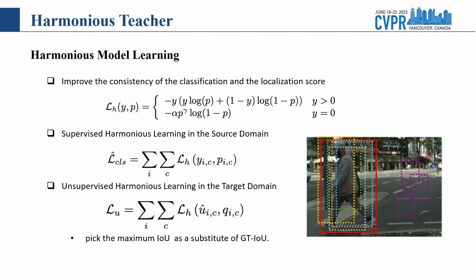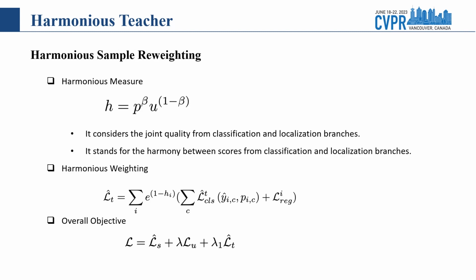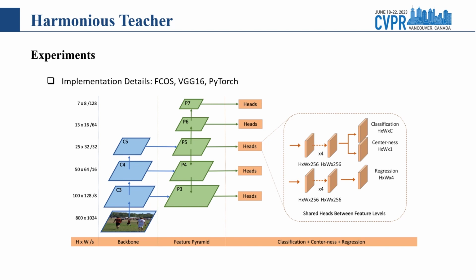The insight behind this is that positive boxes often closely surround the ground truth box with a large overlap, while the negative boxes generally deviate from each other with only a small overlap. Besides, we also propose a harmonious measure. It considers not only the quality from classification and localization branches, but also the harmony between scores from classification and localization branches. We use the harmonious measure to weight the self-training loss for all the predictions of the teacher model. Our method uses a single detector, Faster R-CNN. The backbone is VGG16 pre-trained on ImageNet.